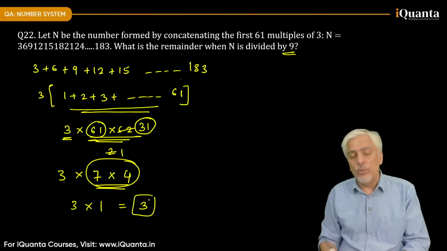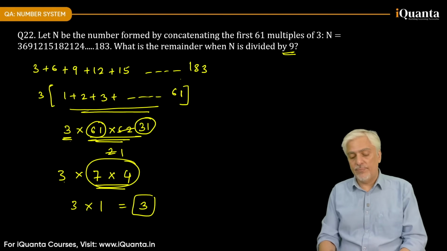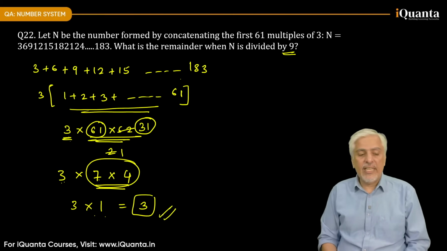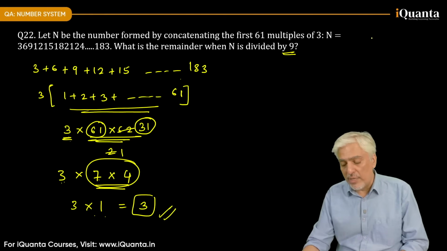And this is how I do. I never sit and multiply. Waste of time and multiplication. 3 divided by 9, remainder 3. 61 divided by 9, remainder 7. 31 divided by 9, remainder 4. 7 4s are 28. 28 divided by 9, remainder 1. 3 ones are 3. Everybody got it? Nothing wrong with multiplication. You could have done this also.